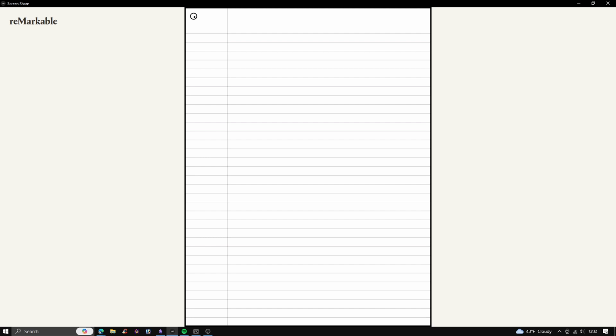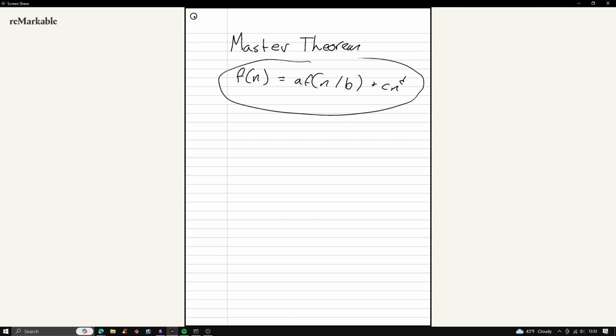So what does this have to do with complexity? Well, here we have what's called the master theorem, which is a pretentious name, but it almost earns it. So what is the master theorem? Well, it says that f of n is equal to a f of n over b plus c n to the d, f being an increasing function that satisfies this recurrence relation.